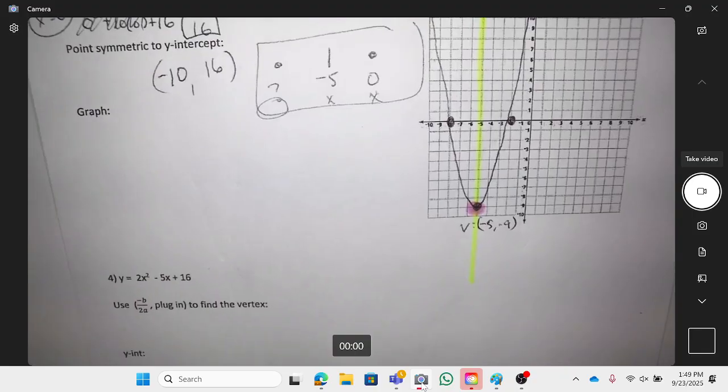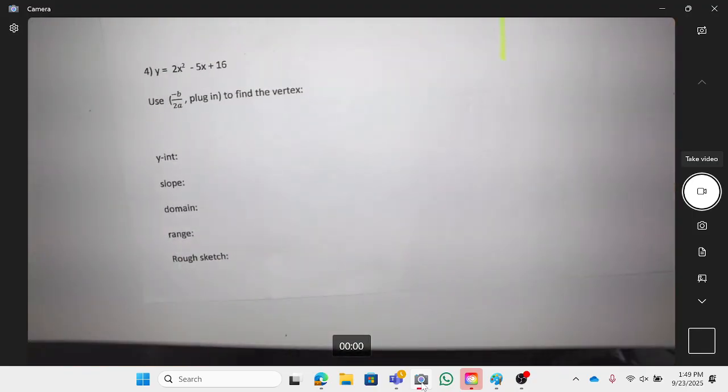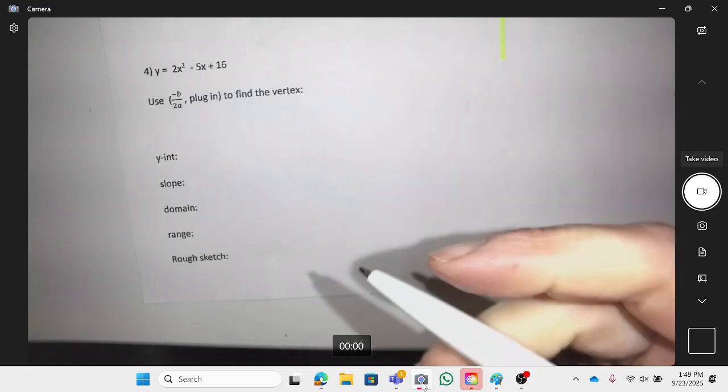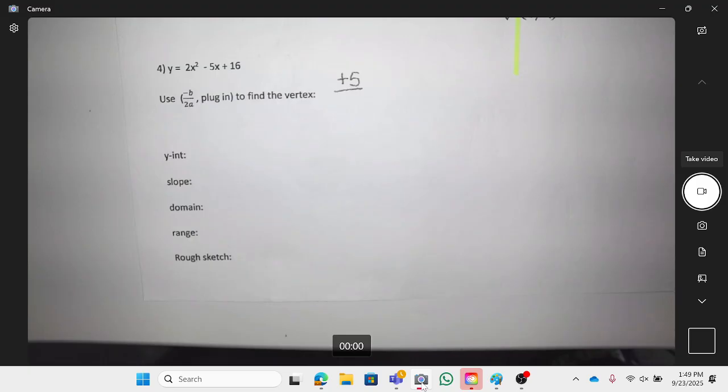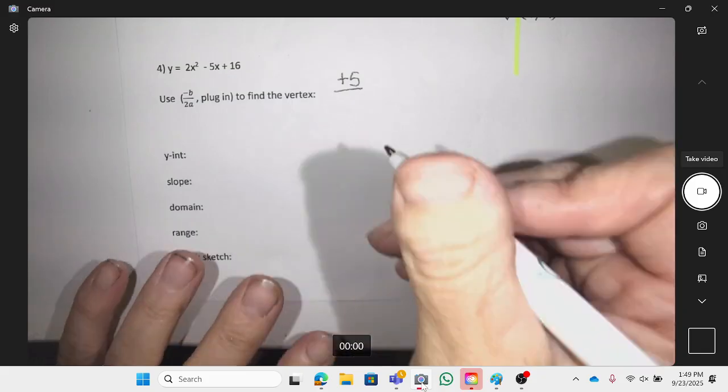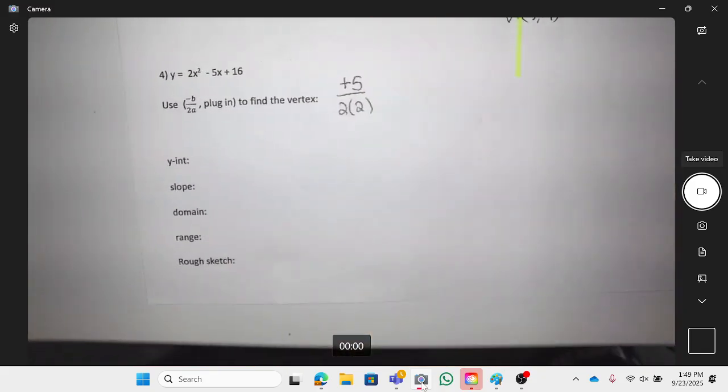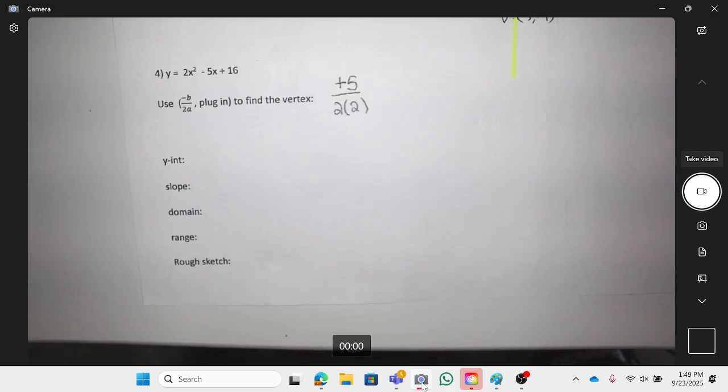Okay, here's your last question. Okay, this one's fun. It's got some decimals in it, ready? Here I go. Positive 5. See, why am I doing positive 5? Opposite, negative 5, yep. 2 times A. Okay, so 5 divided by 4 is not perfect, so can you get me something?